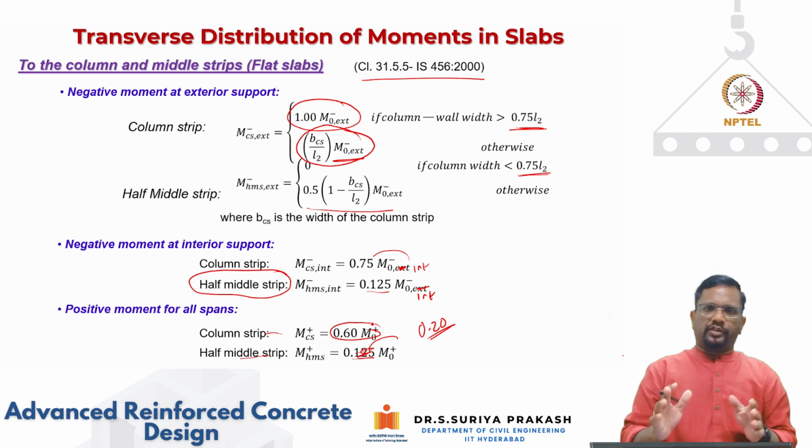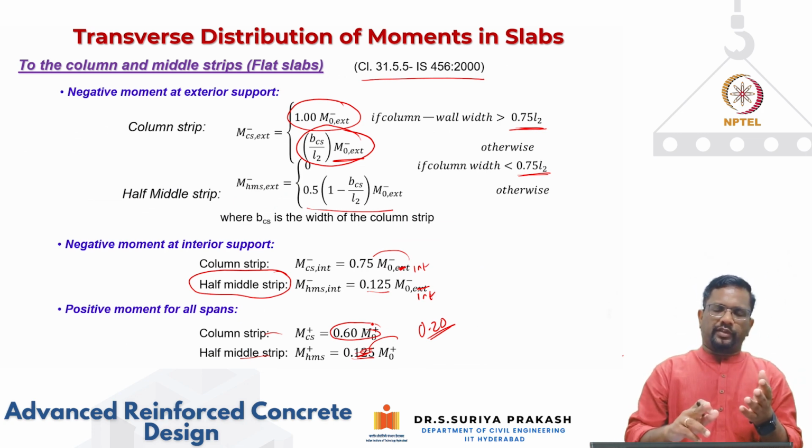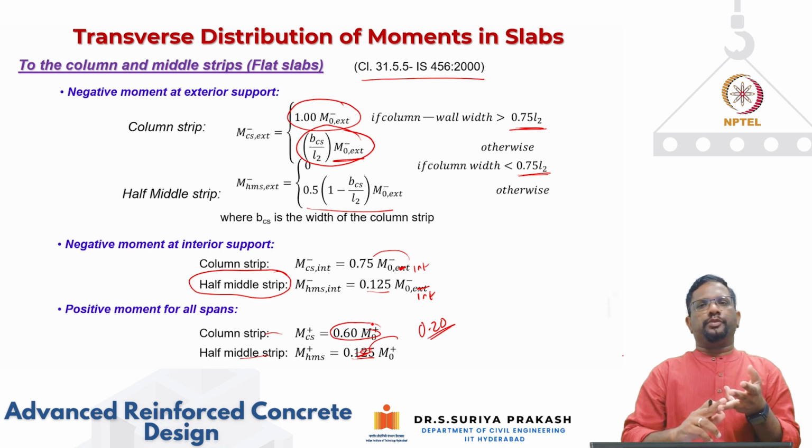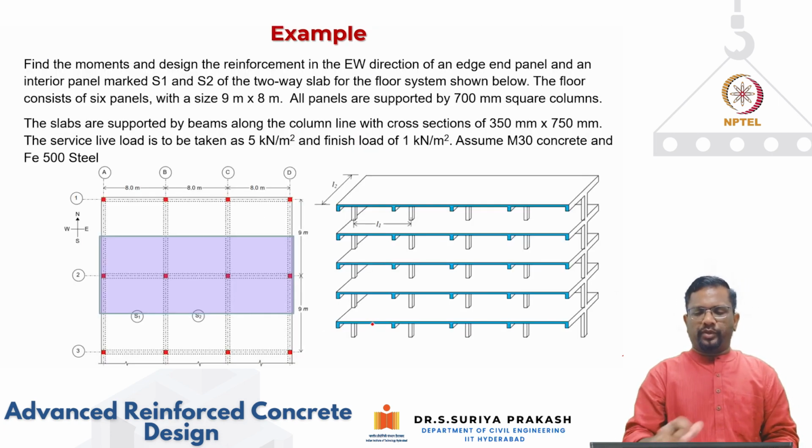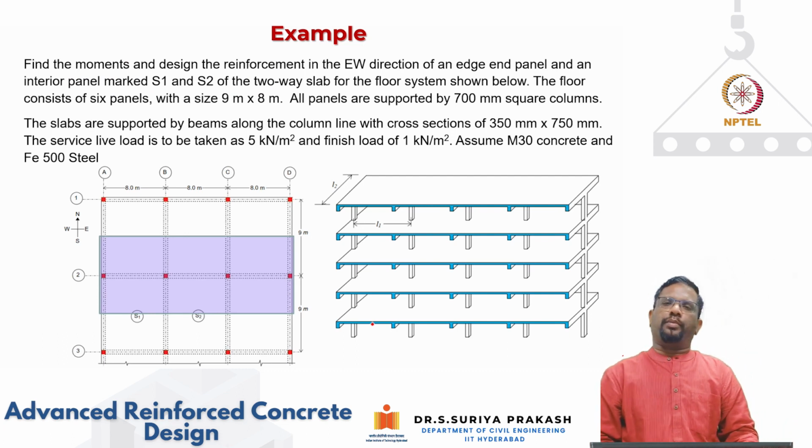So in summary, what are the steps? First we calculate the total factored static moment, then we get the longitudinal distribution of moments, then we do the transverse distribution of moments. Now let's run through one example and see how to apply this method.